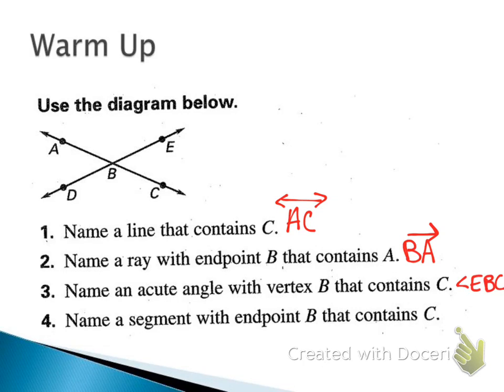The last one, a segment with endpoint B that contains point C. Sydney. Segments are named with a bar over the top of them without arrows.